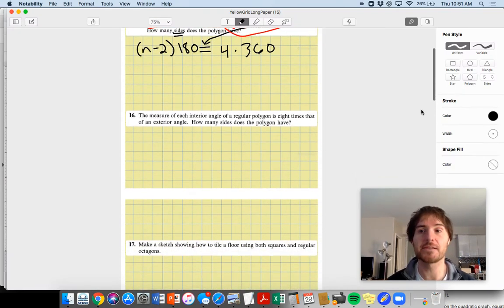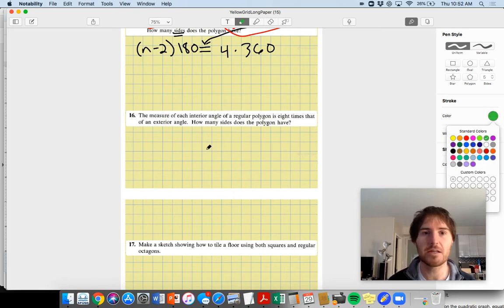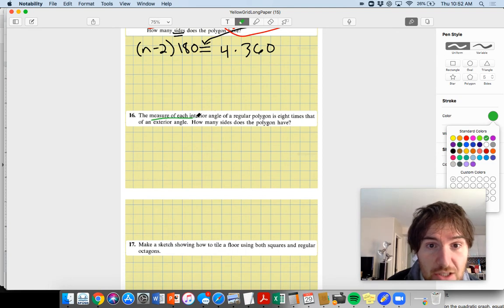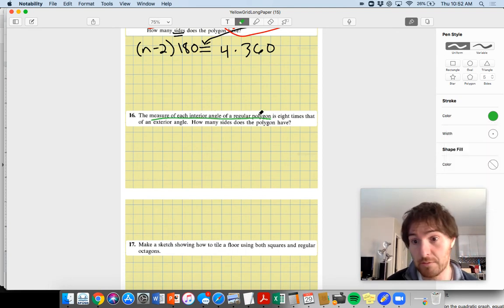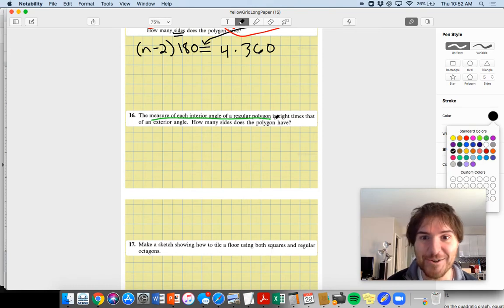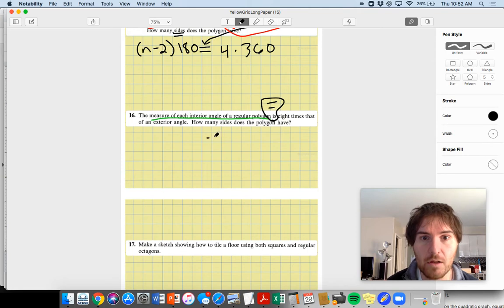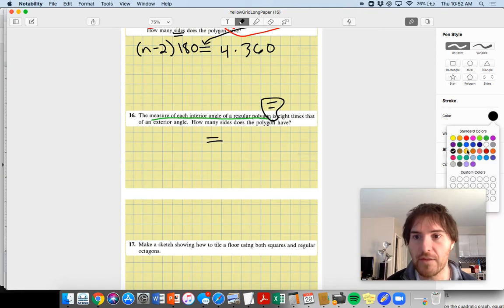We got number 16. It says the measure. So we'll do this even quicker, right? Now that I've done a couple examples, I'll do this much faster here. All right, the measure of each interior angle of a regular polygon is... I'm going to stop at that word is, and maybe I'll circle that word is. That word is means equal. So we're going to have an equality here. This will be an equality math sentence.